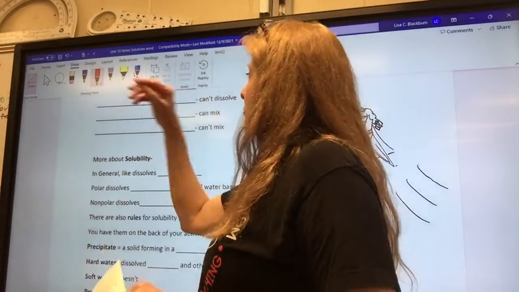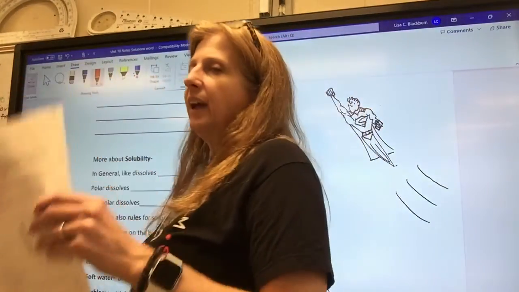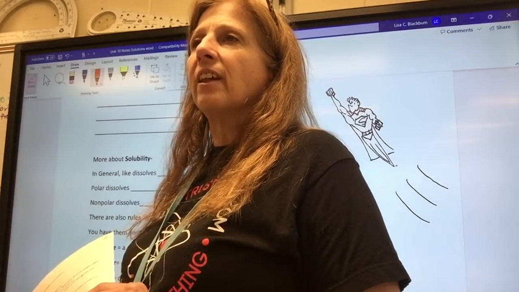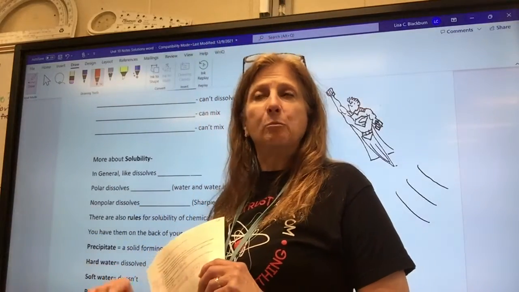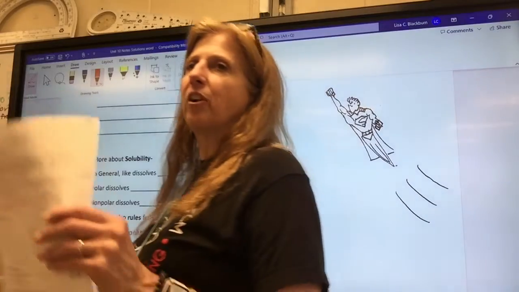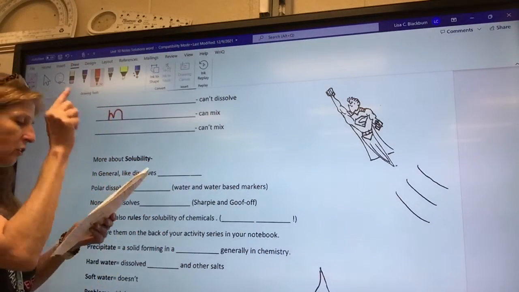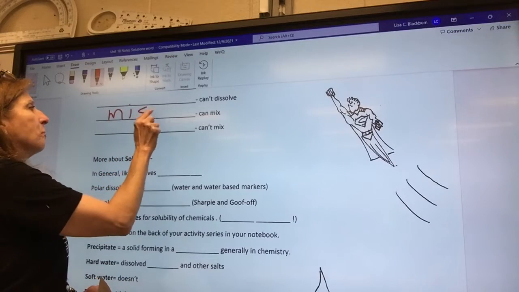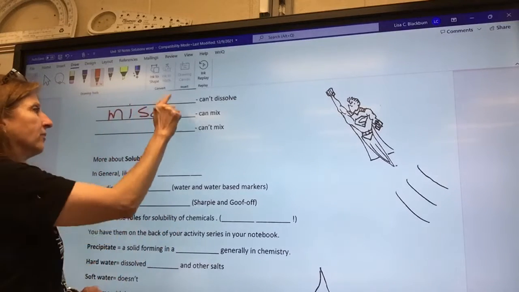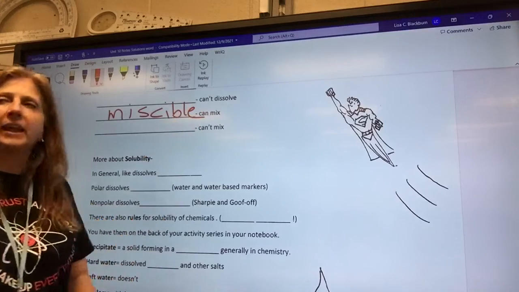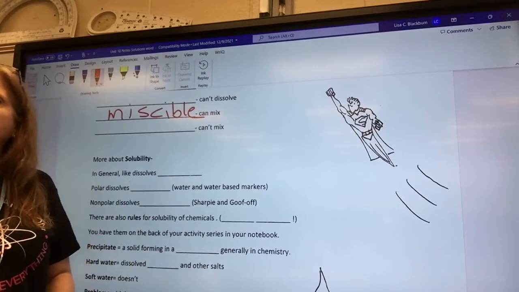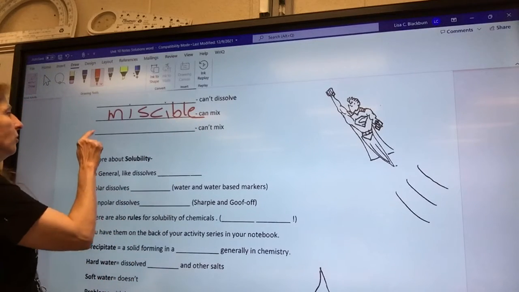So we did insoluble. I'm not going to write that one again. If things can mix, they're not called mixable, they're called miscible. It's almost the same word. And this is multiple choice, so you all should be able to get it. It's called miscible if something can mix. And if something cannot mix, it's not immixable, it's immiscible.